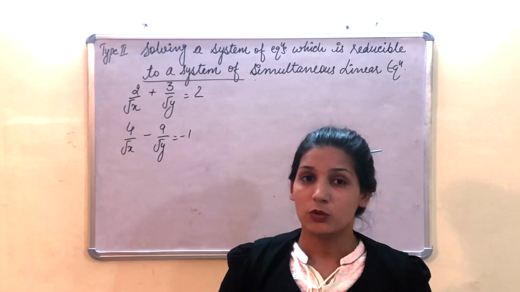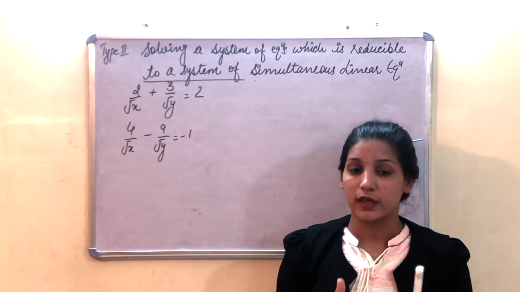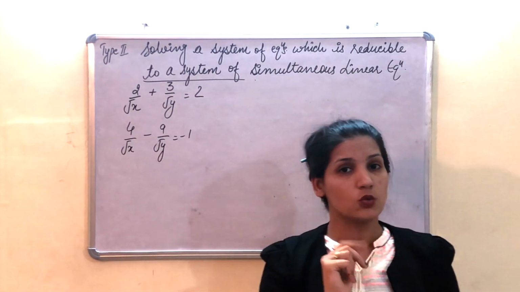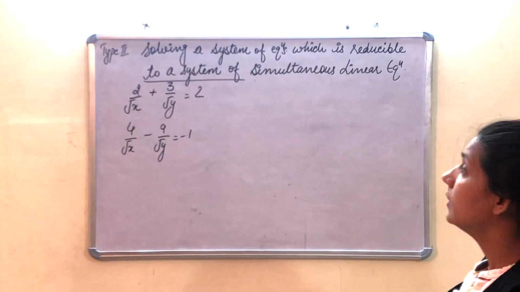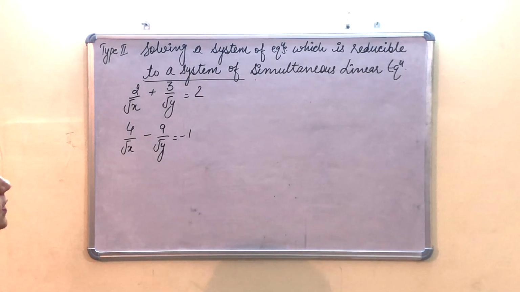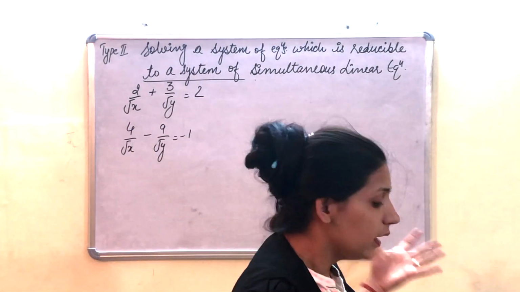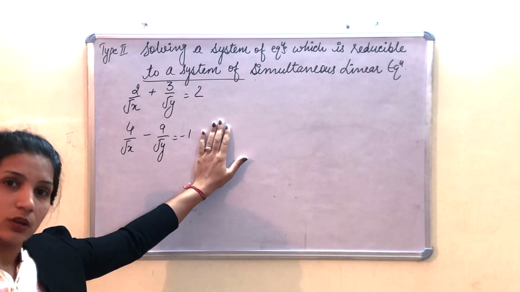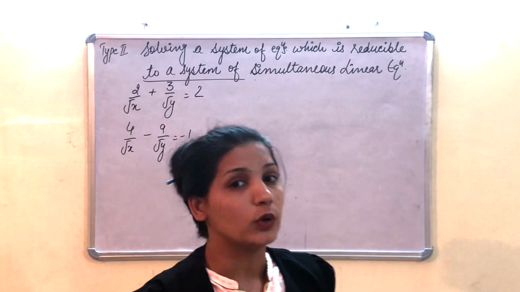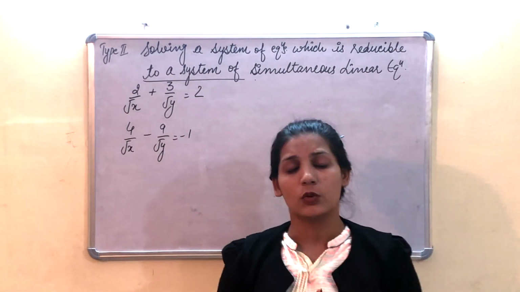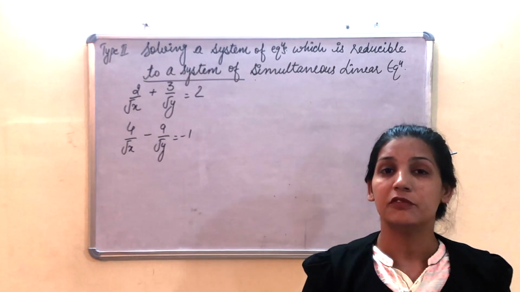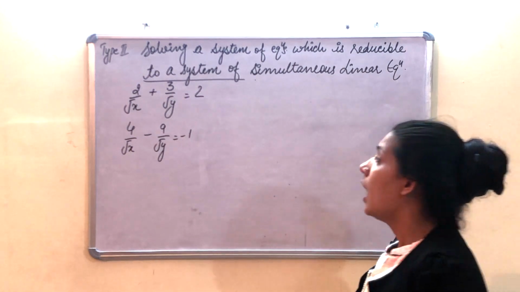In our last videos, we studied the different ways to solve a pair of linear equations given in two variables. Today, something related to that: solving a system of equations which is reducible to a system of simultaneous linear equations. In this, two equations are given, but they are not in the form of linear equations. They are just a system of equations, but we have to reduce them to linear equations and then solve them. How do we do that?